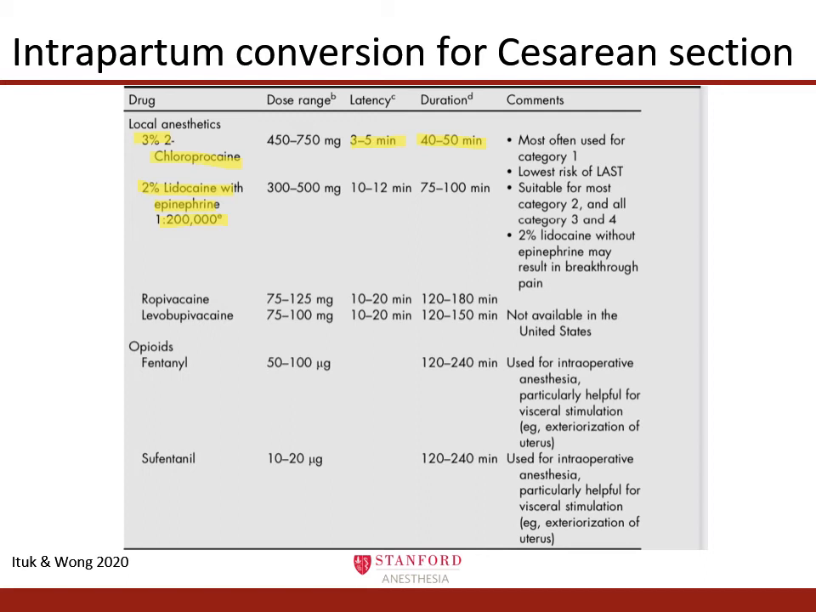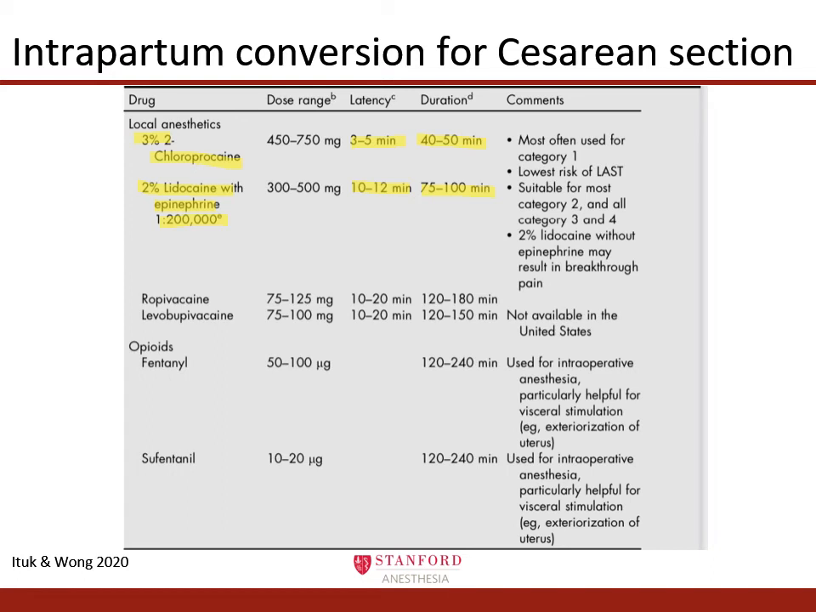Lidocaine is an amide local anesthetic with an intermediate onset and intermediate duration of action. These characteristics make it suitable for rapid conversion of an epidural analgesia to surgical anesthesia for urgent or emergent cesarean. The 2% lidocaine formulation with epinephrine is the most commonly used local anesthetic for cesarean delivery in the United States.